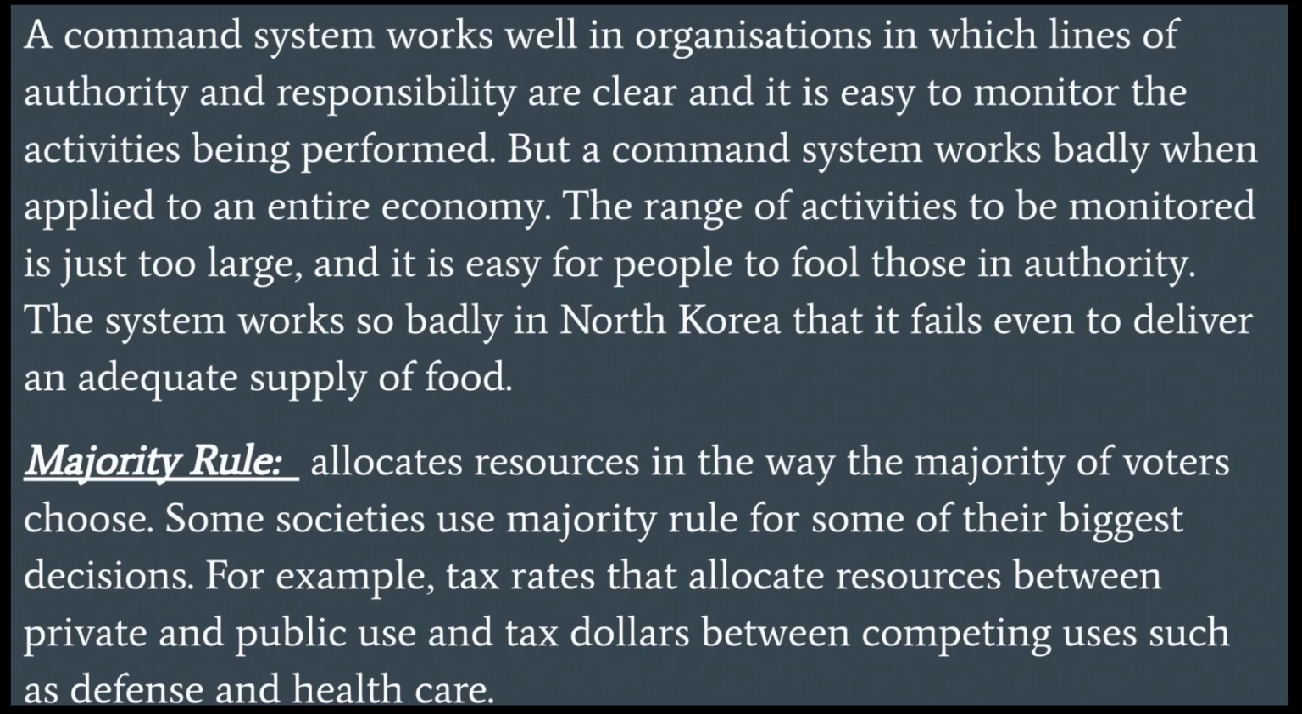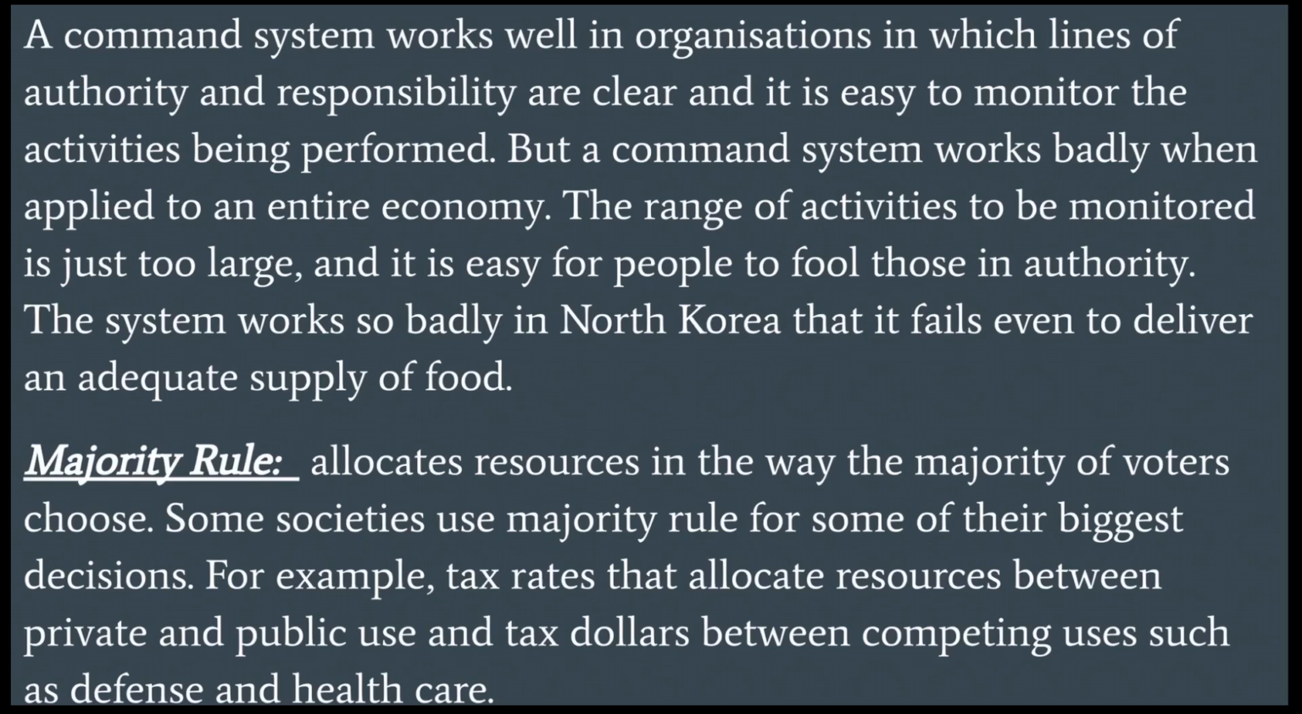A command system works well in an organization in which lines of authority and responsibilities are clear and it is easy to monitor the activities being performed. But a command system works badly when applied to an entire economy. The range of activities to be monitored is just too large, and it is easy for people to fool those in authority. The system works so badly in North Korea that it fails even to deliver an adequate supply of food.